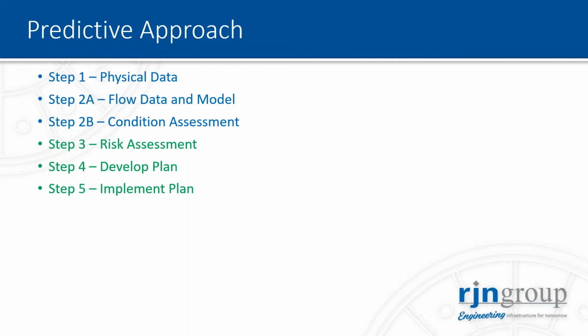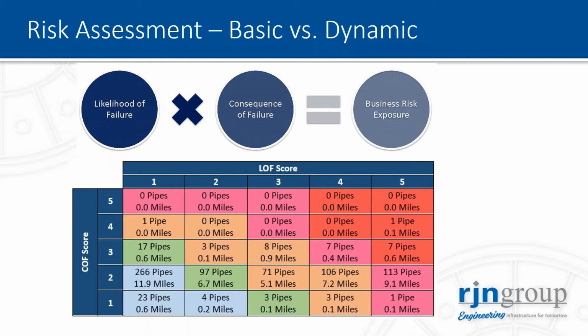So for risk assessment, there's really two parts of it, which are basic and dynamic, and I'll discuss what each of those are. But the primary elements that you're looking at with risk assessment are likelihood of failure and consequence of failure. Now, your likelihood of failure really comes from your condition assessment, the information you're gathering about your system.